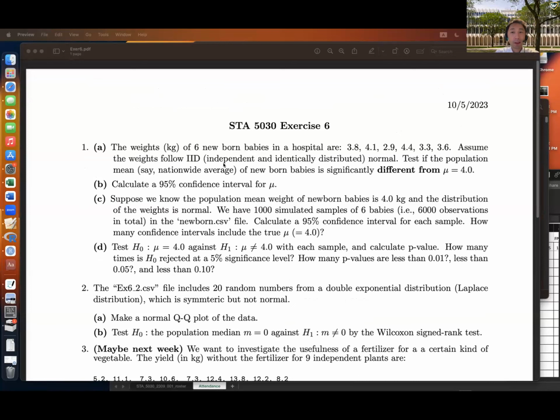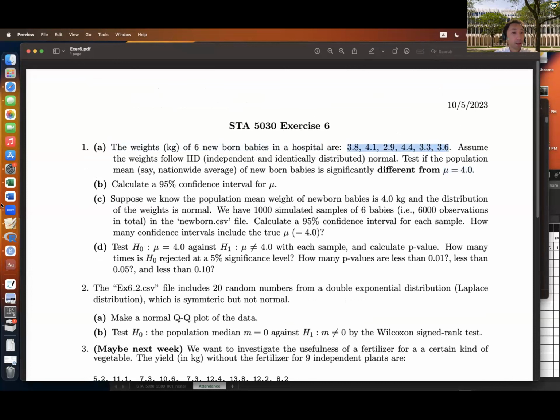So last time we discussed this exercise, now exercise 6, problem 1. The weights of 6 newborn babies are given: 3.8, 4.1, 2.9, 4.4, 3.3, 3.6. And assume these follow the IID, and test if the population mean of newborn babies is significantly different from 4.0.